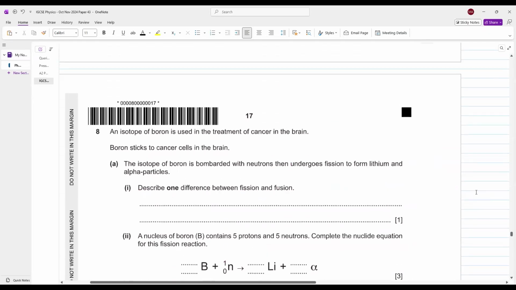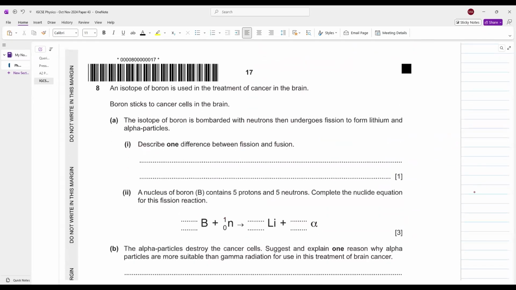An isotope of boron is used in the treatment of cancer in the brain. Boron sticks to the cancer cells in the brain. The isotope of boron is bombarded with neutrons and undergoes fission to form lithium and alpha particles. Describe one difference between fission and fusion.